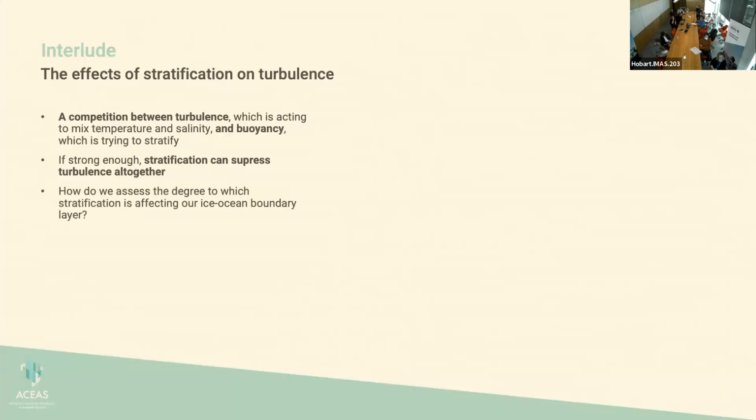So we want to know how to assess the degree to which stratification will affect our problem and our ice ocean boundary layer. Luckily for us, there's a pretty good analog for this system in the atmospheric literature. As with lots of things in oceanography, the atmospheric people were pretty onto it. The analog is the nighttime atmospheric boundary layer, where it's quite well stratified.